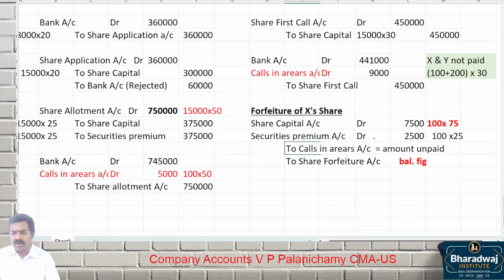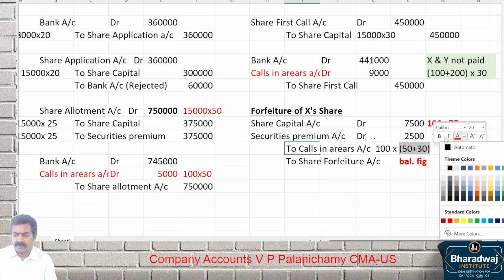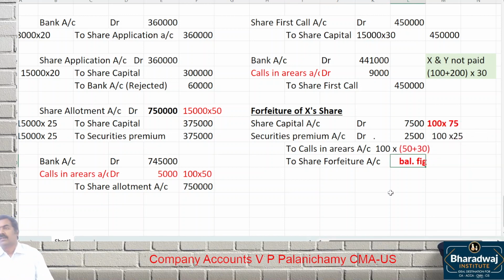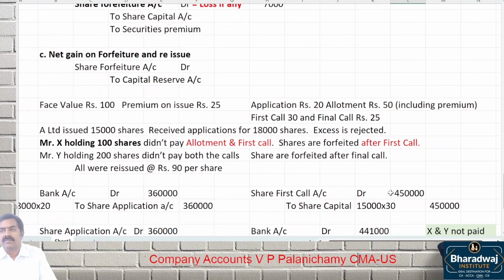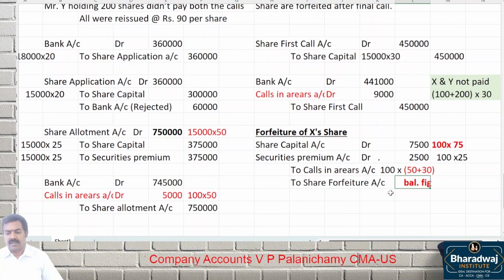Calls in arrears, amount unpaid. Amount unpaid is 100 shares into allotment money, including premium, 50, plus first call money 30, that is 80 rupees. Once again, how does this 80 come? Which money has this person paid? X has paid application money only. Which money is not paid? Allotment money and first call money are not paid.